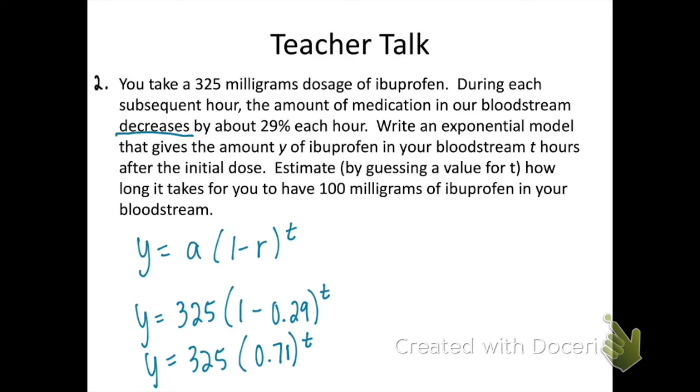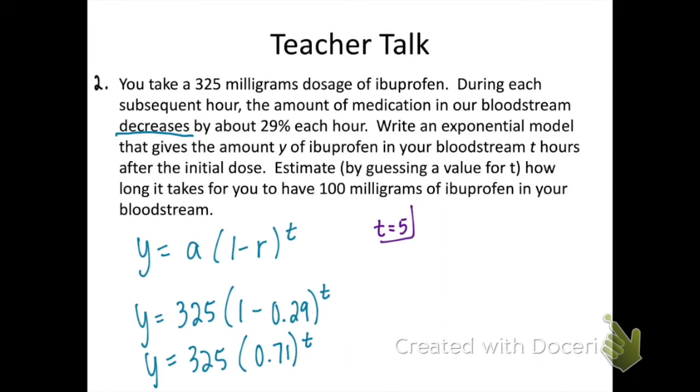Next, what we're going to do is estimate how long it takes for us to only have 100 milligrams of ibuprofen in our system. And we're going to just do this by guessing values for T. So get your calculator out, plug some numbers in for T, try 1, try 7. Remember, this is the hours that the medicine is in your body, and we want to just know how long it takes to get to 100 milligrams. So we want to know when you get pretty close to 100.